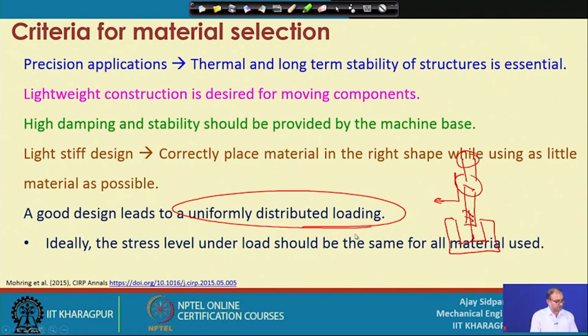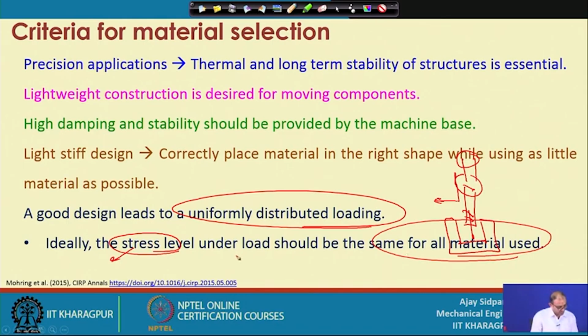Now, we have seen that we can use different materials, and we have also seen that one particular material is not useful for making the whole system or the whole machine. So, we are using different materials at different locations for making different components, and all materials have different properties, and those different properties create different stress levels. We have to make sure that whatever stresses are generated should be the same for all materials.